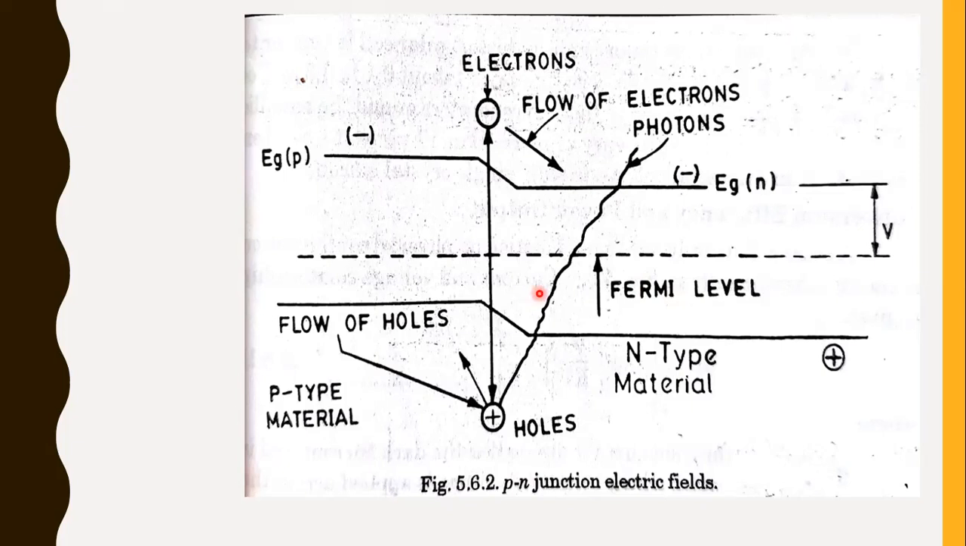One of the important characteristics of this Fermi level is that in thermodynamic equilibrium, it is always continuous across the contact between the two materials. It does not break.